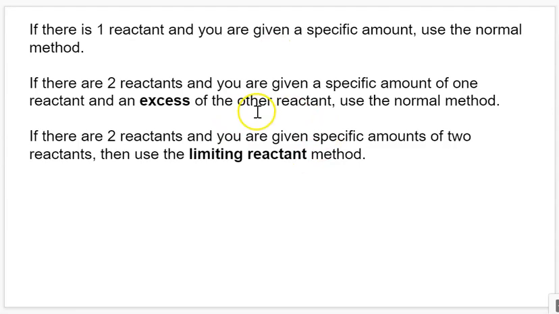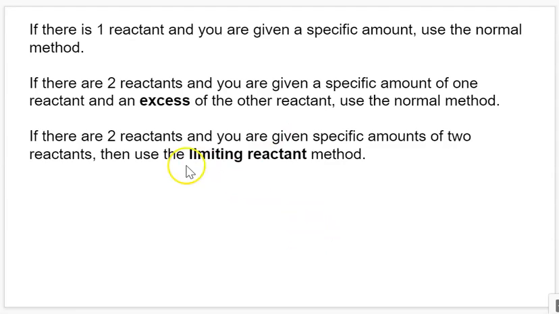If there are 2 reactants, and you're given a specific amount of one in excess of the other, this is kind of like a limiting reactant problem that already tells you which one is limiting. The one that is not in excess is the one that's going to control how much product you can make. So you can just basically do the same process and ignore the excess one unless it asks you to do something with it like the last one did.